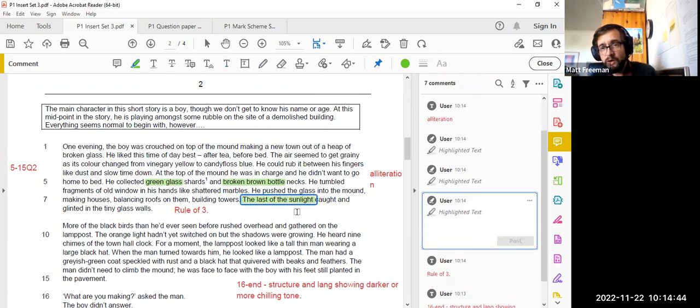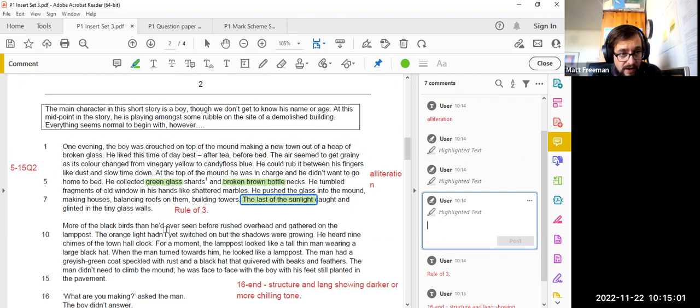Now, I'm one of those people who tends to read the text and see what jumps out at me, and then I try and ascribe a language feature to it. You might do that the other way around. You might spot language features first and then think about how they work. Depends on how you work, obviously. Adapt it as you wish.